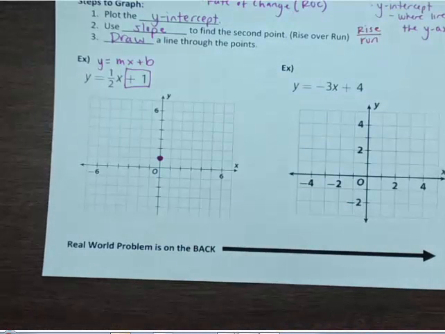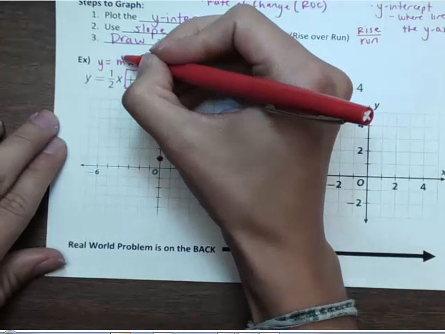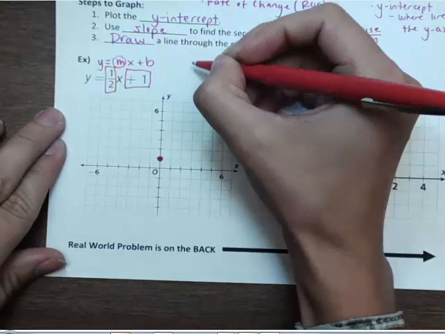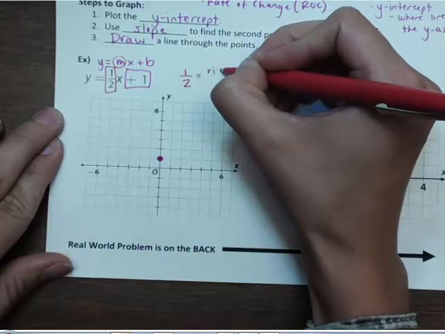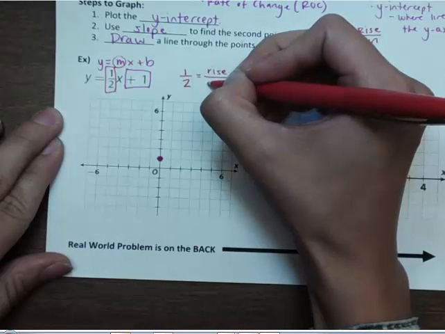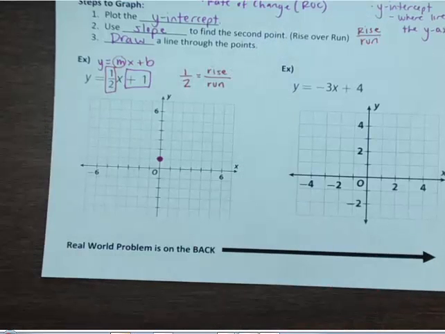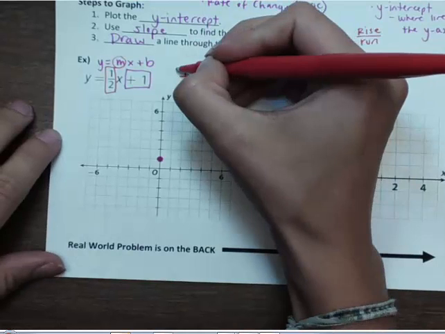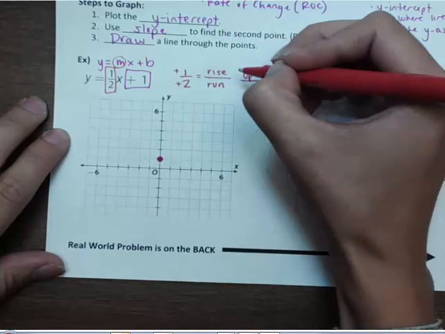Step 2, I'm going to use the slope to find the second point. Now my slope, which is my m, is already written as a fraction, so that makes it easier on me. Remember, the top number represents my rise, which is the change in the y values. My bottom number represents the run, which is the change in the x values. Since it's positive 1, I know I'm going up 1, and positive 2 represents the run to the right 2.